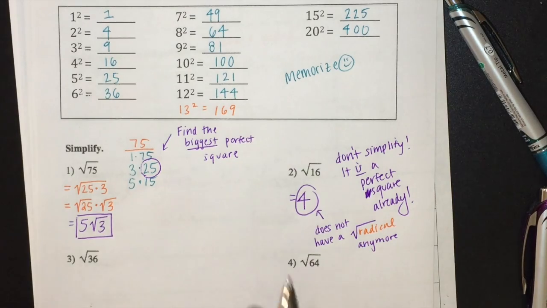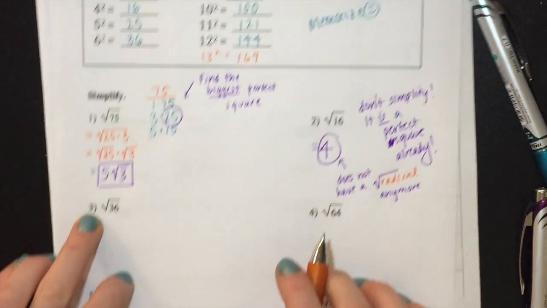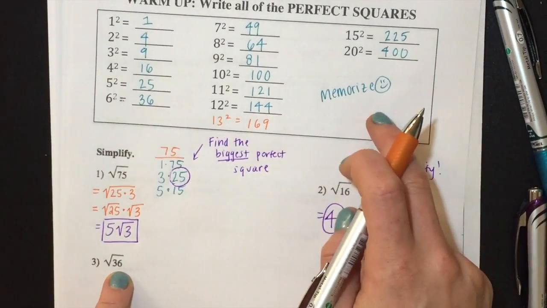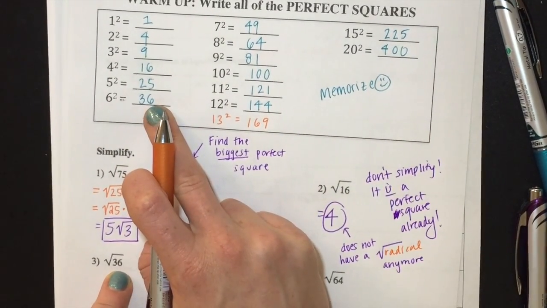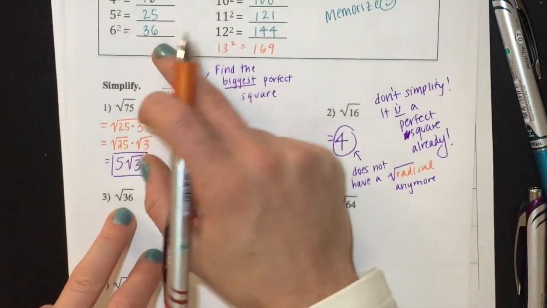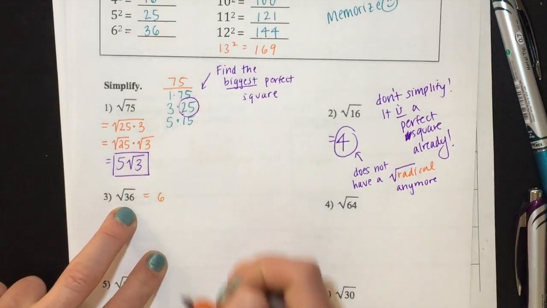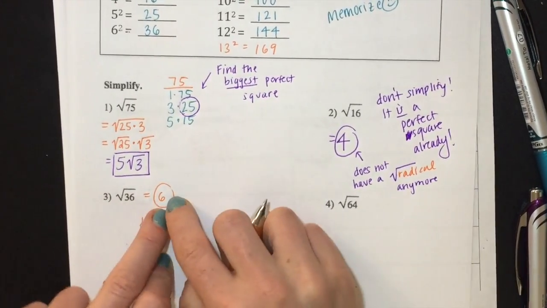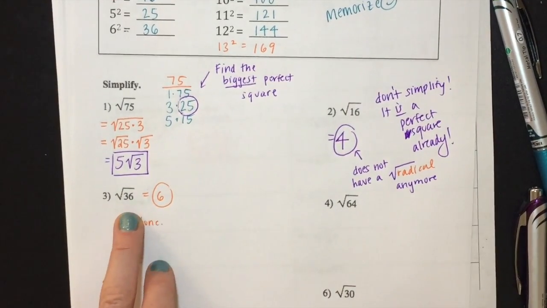I'll do a couple more. Number 3, 36. First thing is I check, is it a perfect square? And it is a perfect square here. So I don't do anything. I just write, okay, the square root of 36 is 6. Done. That's my answer, because 6 times 6 is 36.